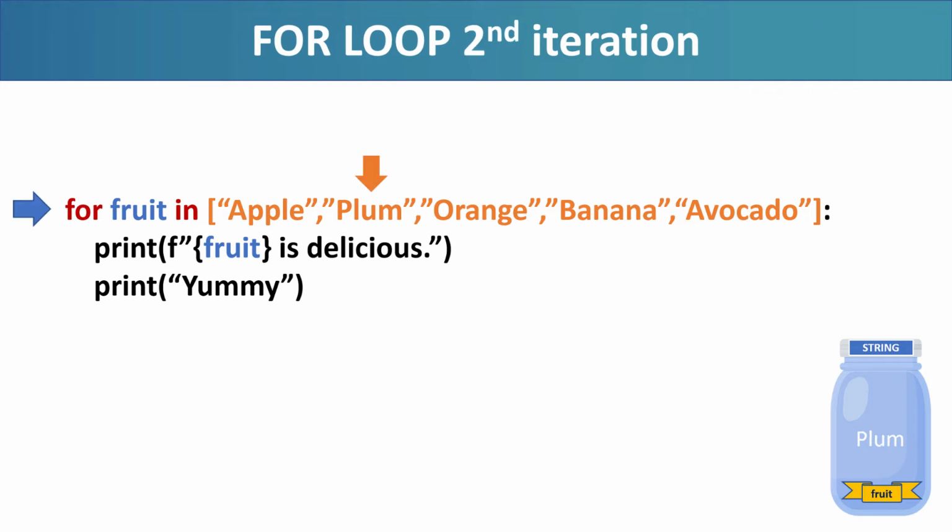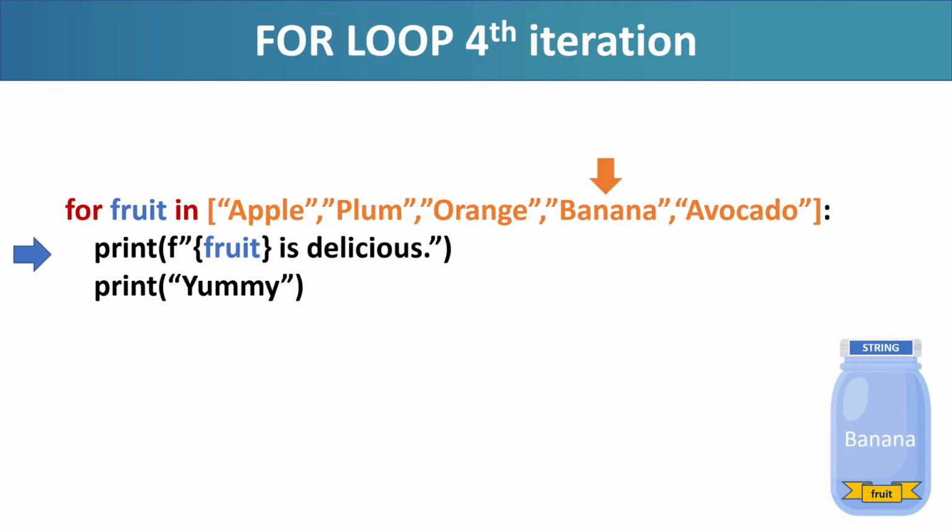Then the second item from the list is selected and copied to the fruit variable. Again, the next 2 print commands are executed one after another. This happens for every list item. Let's watch the animation until the end. I believe you now understand what happens when a loop is executed.